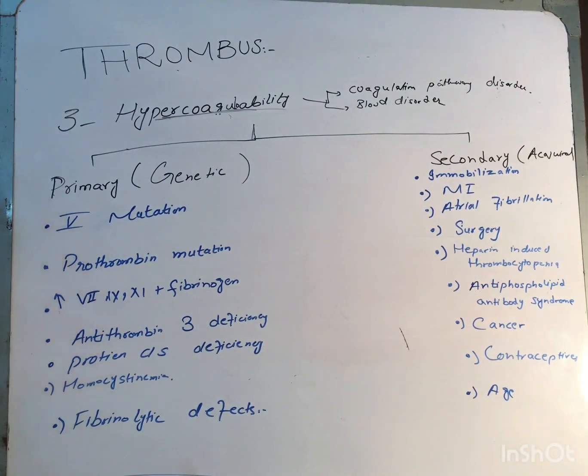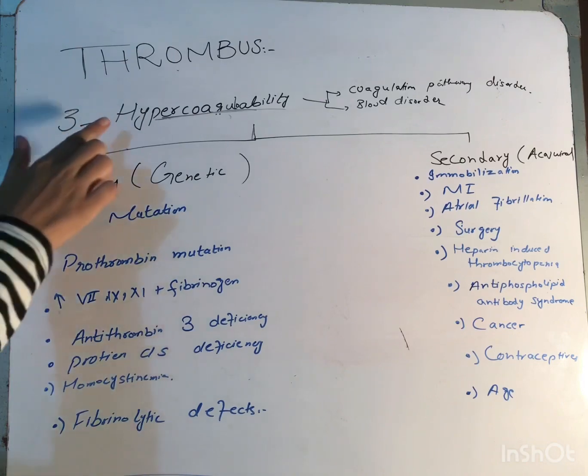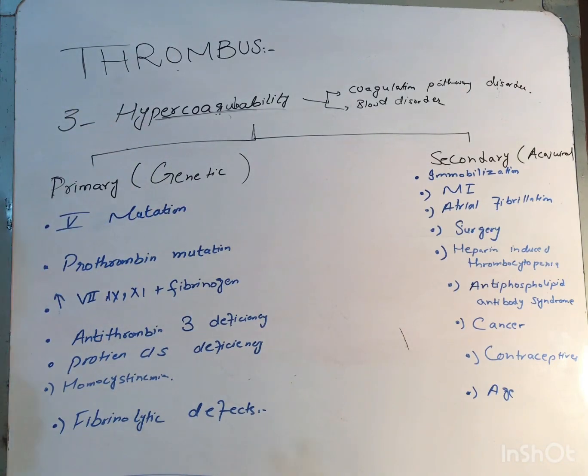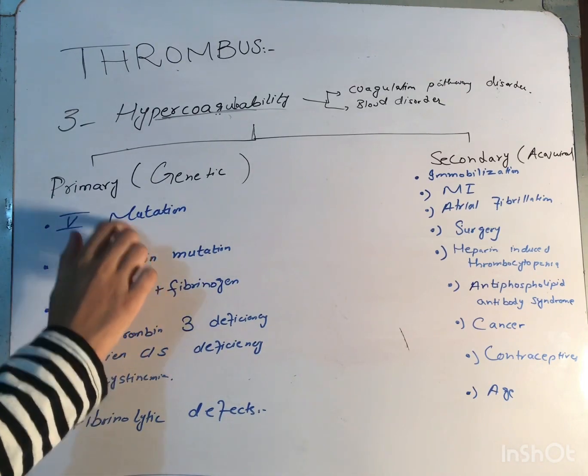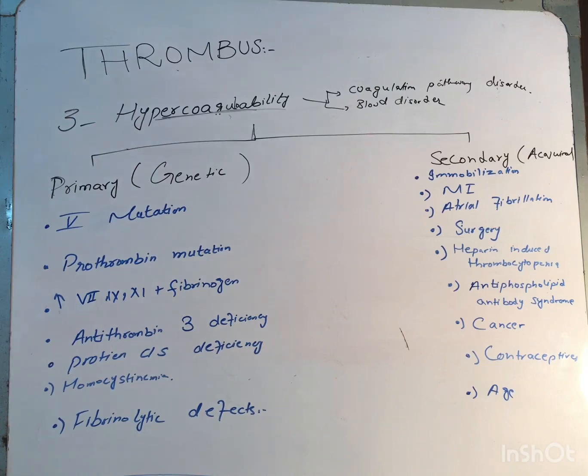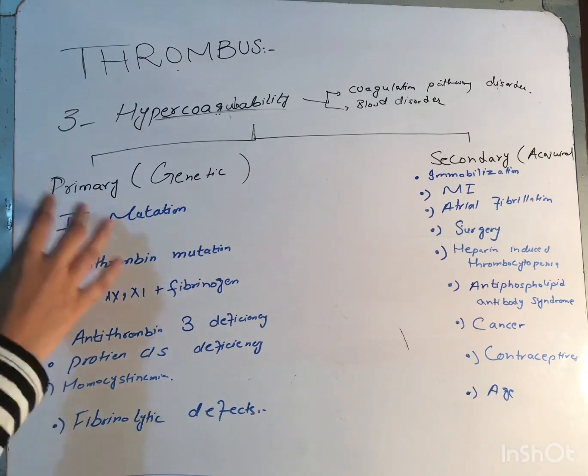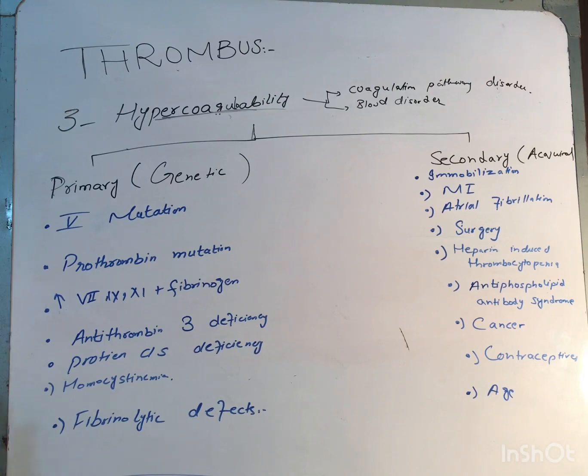formation. Here we will first study what are the primary or genetic factors that promote thrombus formation by making our body's hypercoagulable state. First one is factor 5 mutation. We know factor 5 is involved in the clotting pathway. Factor 5 is important in the intrinsic pathway as well as the extrinsic pathway. So factor 5 mutation will lead to hypercoagulability. How? This factor 5 mutation will render factor 5 resistant to being cleaved by protein C.